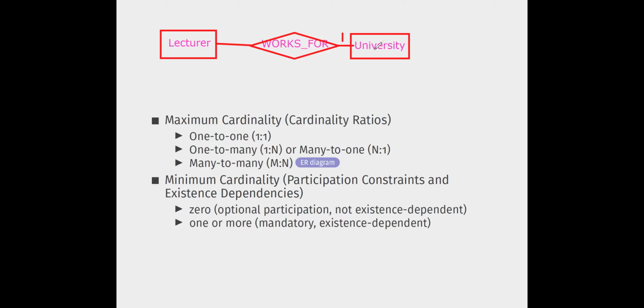Take a university. How many lecturers work for the university? There are many, right? So I can put N or M, it doesn't matter, which will indicate that this is one to many, or in other words, we can say this is a many to one relation. Maximum number of instances participating, we can say it's one to many.